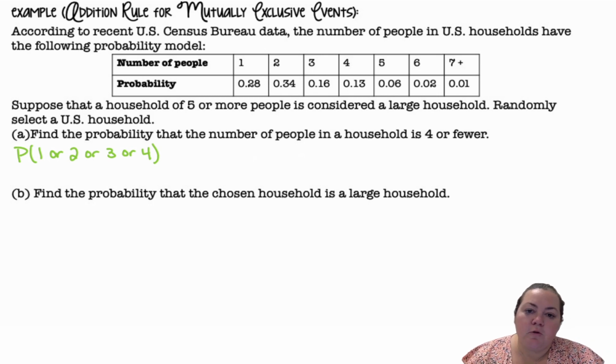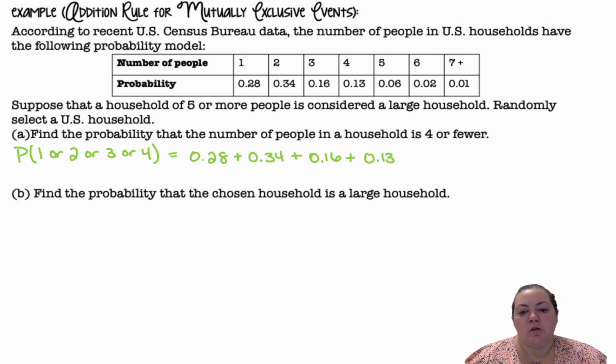So if it's 4 or fewer, it could be 1 or 2 or 3 or 4. So I'm going to take all of those probabilities. The probability of 1 is 0.28, probability of 2 is 0.34, probability of 3 is 0.16, probability of 4 is 0.13, and I'm going to add them all up together. So it's 0.91.